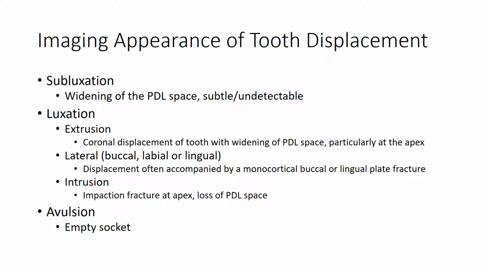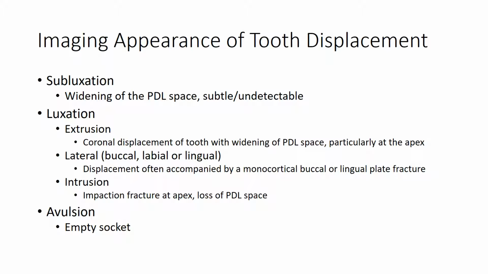So before I show cases, I want to just review the imaging appearance of tooth displacement. In a subluxation, there may be widening of the periodontal ligament space, or it may be subtle or undetectable. A luxation, again, is a displacement of the tooth within the socket, and one type is extrusion, which is a coronal displacement of the tooth, and you'll see widening of the periodontal ligament space, particularly widening at the apex.